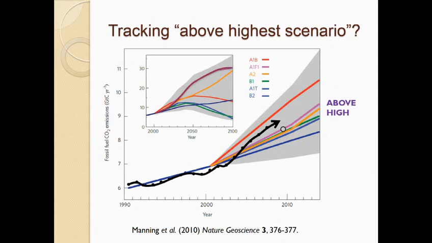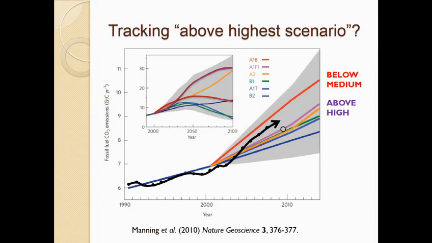However, what wasn't said at the same time was that we were, at the time, tracking below the medium scenario. Right? The reason being, if you look at this inset graph here, in fact, the medium scenario was the highest temporarily until about 2030 under that set of projected scenarios.